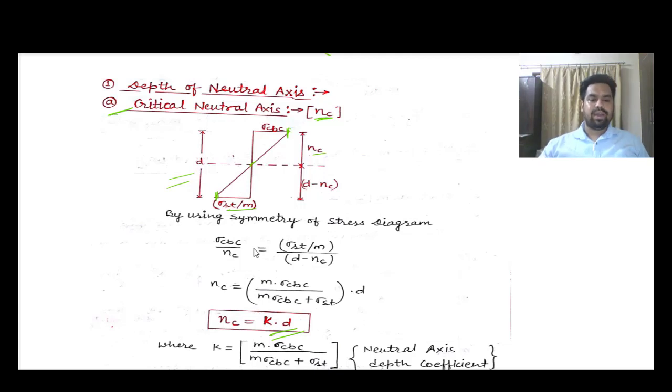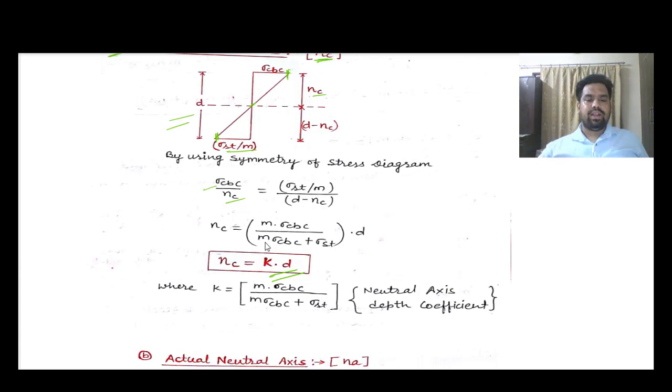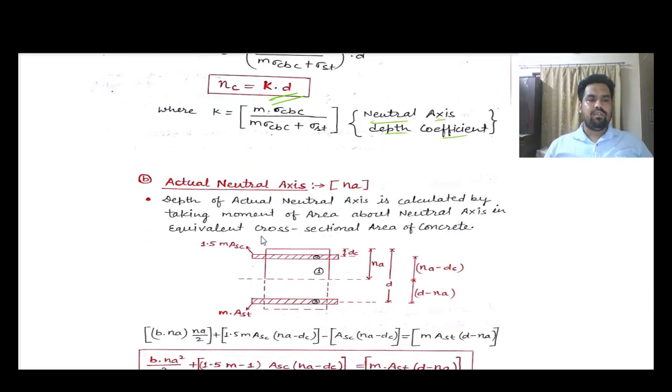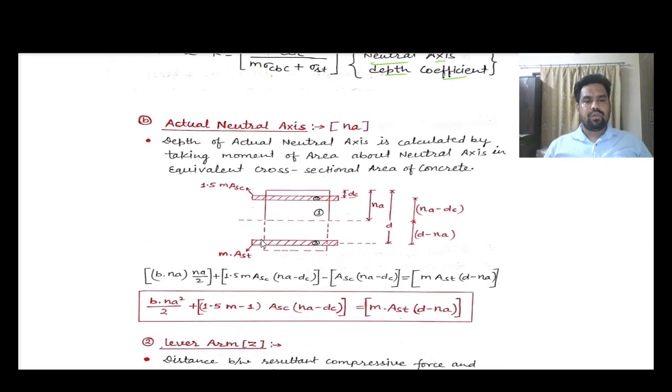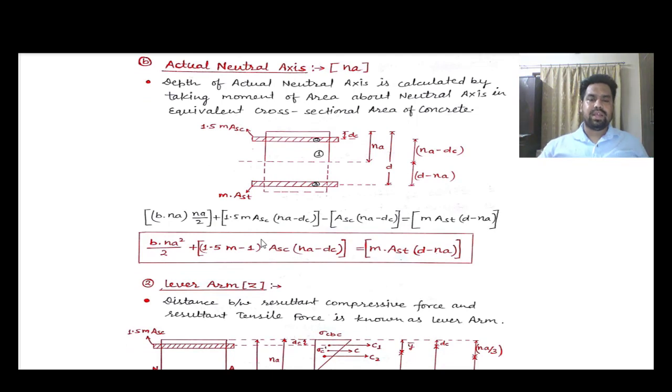It is derived by the same procedure, meaning the similar triangle property. So sigma cbc upon Nc equals sigma st by m whole upon d minus Nc. This whole term becomes Nc equals kd, where k is a constant whose value is m sigma cbc whole upon m sigma cbc plus sigma st. So this is the neutral axis depth coefficient. This is the same as the singly reinforced section, but now when we move to the calculation of the actual neutral axis depth, that is Na, the condition changes a little bit.